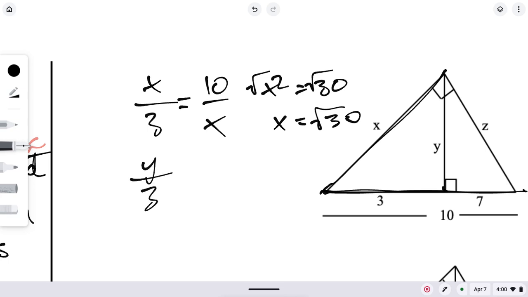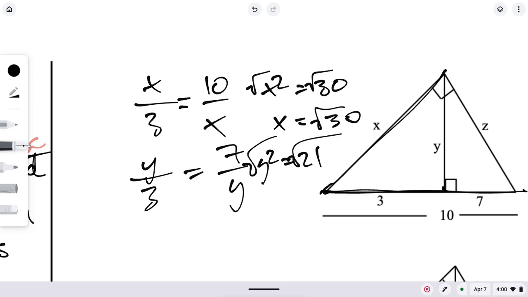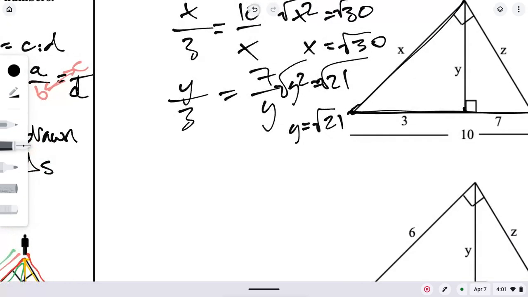Y over 3 equals 7 over y, because 3 and 7 were my two options. I go down to the middle, and I can go left or I can go right. So y squared equals 21. Square root both sides, and you get an answer. 21 also doesn't factor out very nicely because 3 and 7 are both primes. So y is just root 21. But some of these clean up better than others. This just happens to not.